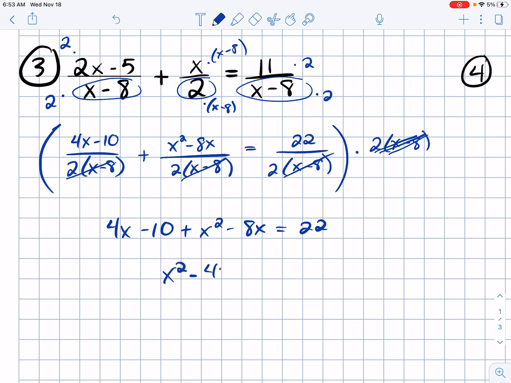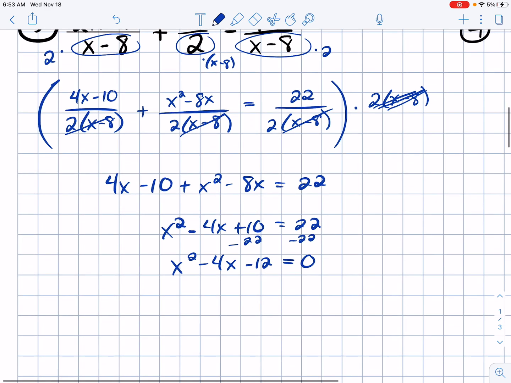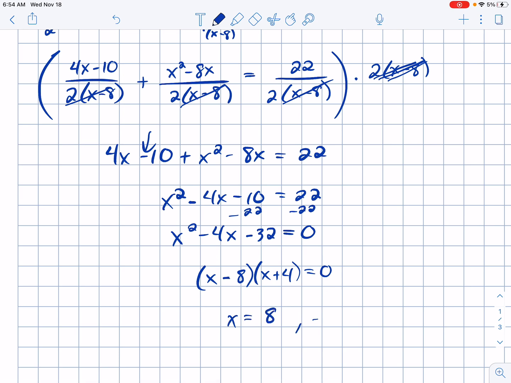Combine your like terms. Minus 4x plus 10 equals 22. Bring the 22 over. Negative 12. We're looking for factors of negative 12 that add up to negative 4, so probably negative 6 and positive 2. Let me make sure I subtract those over correctly. x squared minus 4x minus, oops, let's fix that, sorry. That was a minus 10 that I wrote as a positive 10. So this should actually be negative 32. So our factors of negative 32 would be negative 8 and positive 4 to get us negative 4 in the middle. So two solutions, 8 and negative 4.